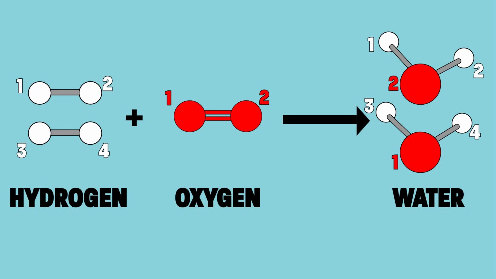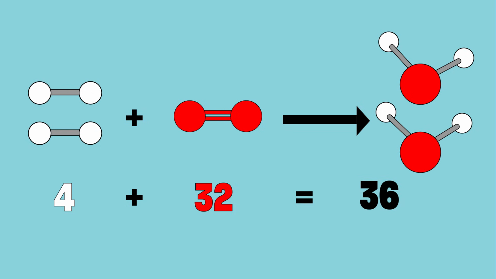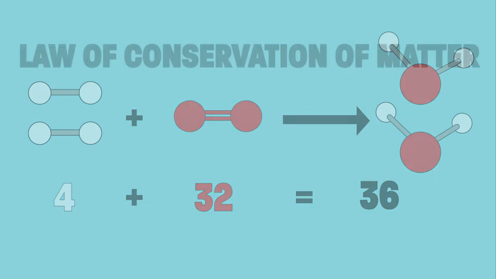They can be rearranged and combined in different ways, but we cannot magically create another atom or get rid of one. The same thing goes for the masses of the reactants and the products. If the 4 total hydrogen atoms have a mass of 4, and the 2 oxygen atoms have a total mass of 32, then we know that the product, or the waters, have to have a mass of 32 plus 4, or 36. This comes back to the law of conservation of matter and mass.